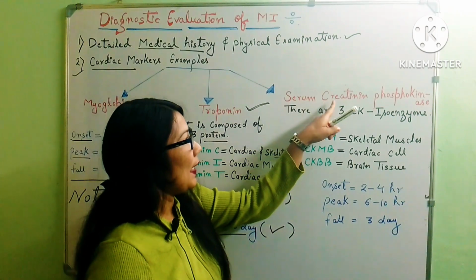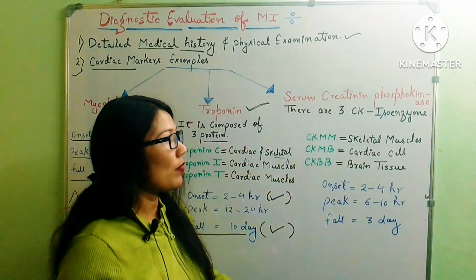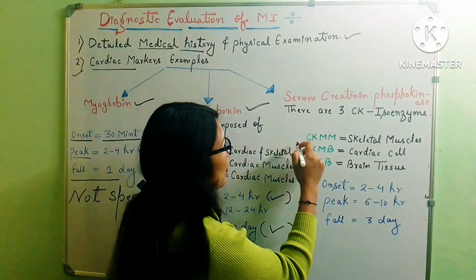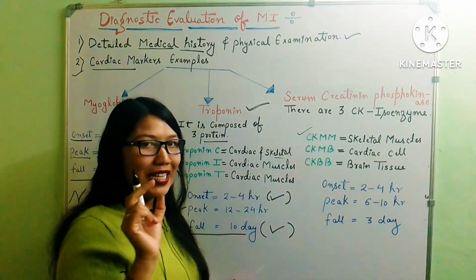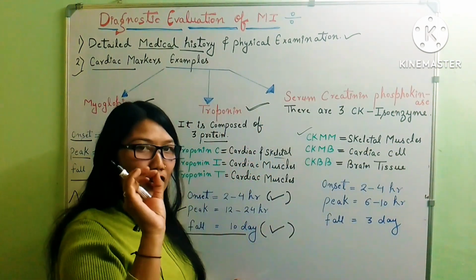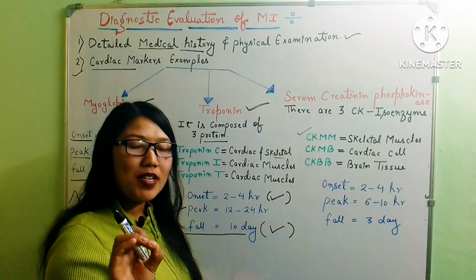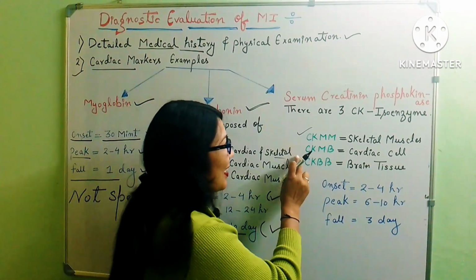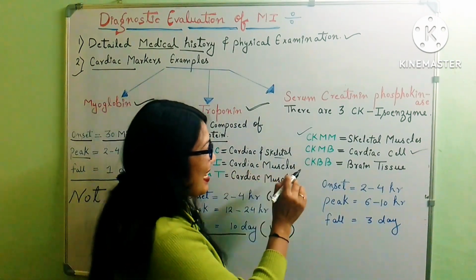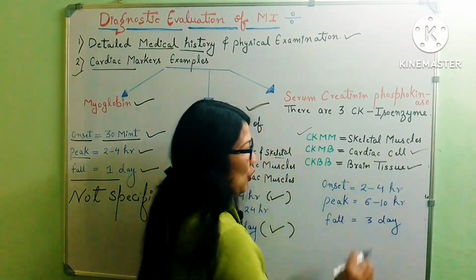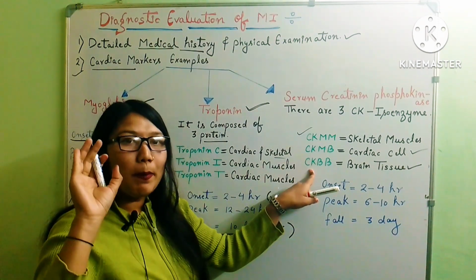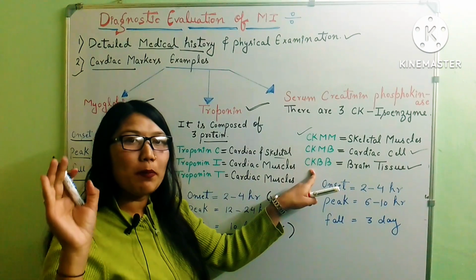Next, there is serum creatinine phosphokinase. It is an isoenzyme. First there is CKMM. CKMM is found in our skeletal muscles, and it is released in the blood when there is damage in the skeletal muscles. CKMB is found in our cardiac cells, in the heart cells, and CKBB is found in brain tissue, which is never released into the bloodstream.